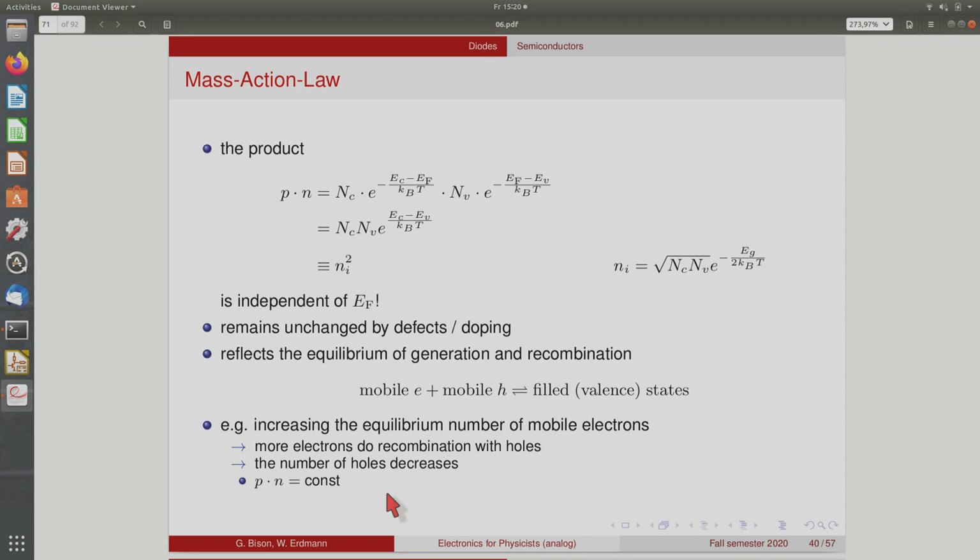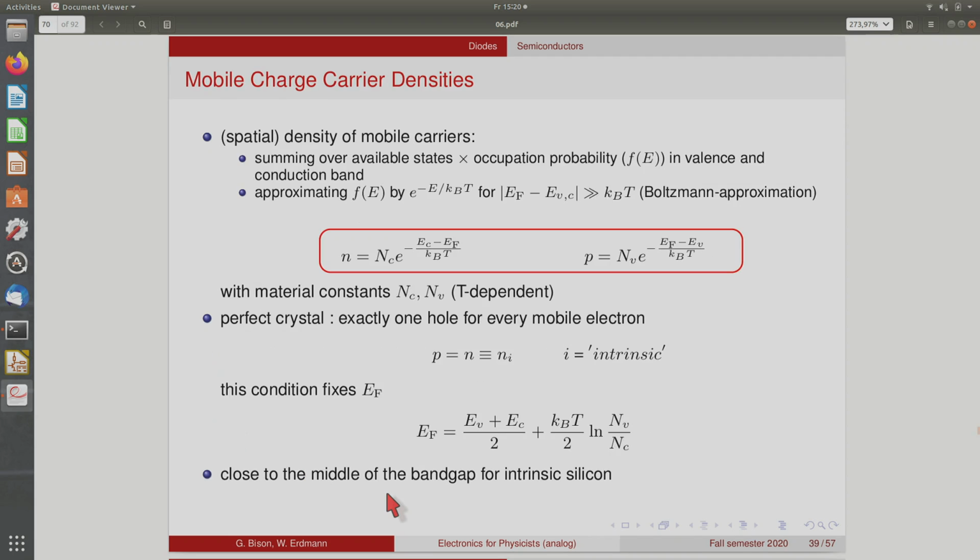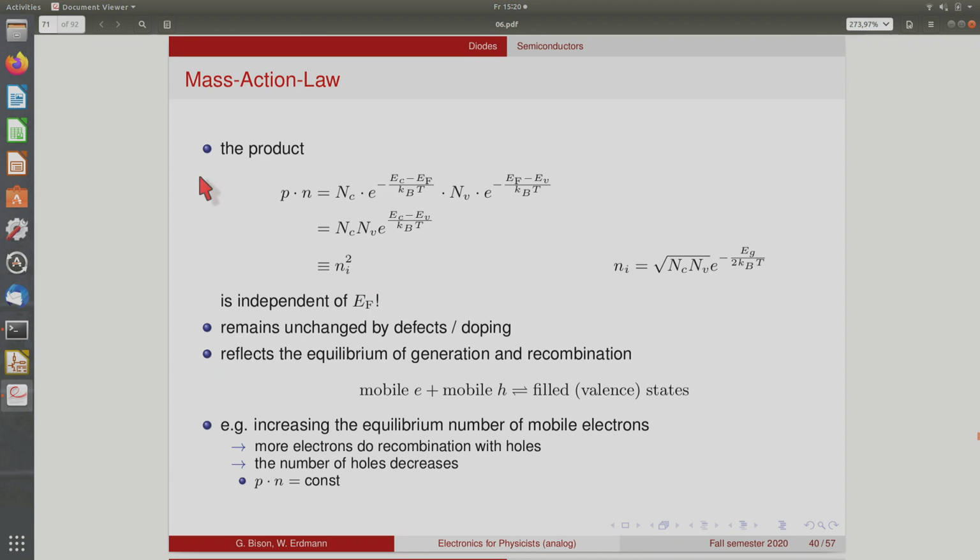Almost more important is the fact that when you take these two numbers here and multiply them, this is what I'm doing here, you multiply the hole density and the electron density, and then you get this expression, which is independent of the Fermi level. And since they are the same, this is the square of the intrinsic carrier density. So the intrinsic carrier density is the square root of the product of these two constants multiplied by an exponential function of the band gap divided by the temperature.